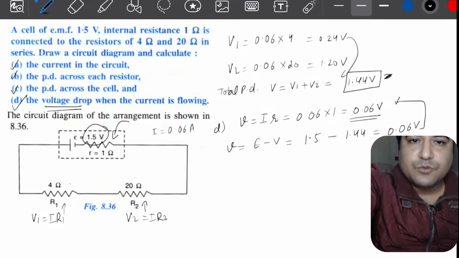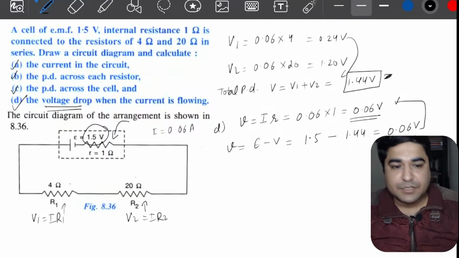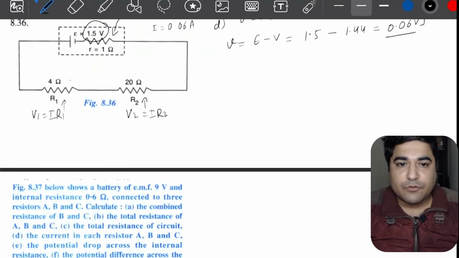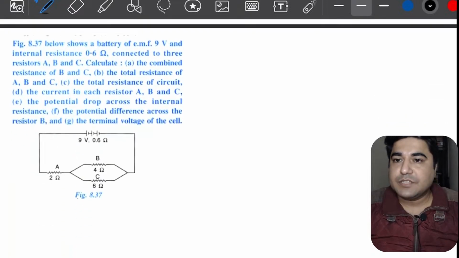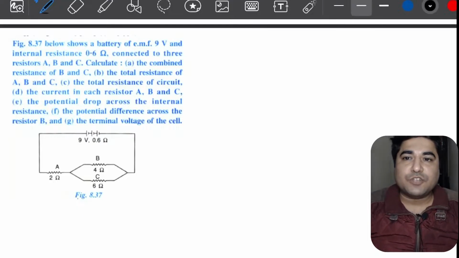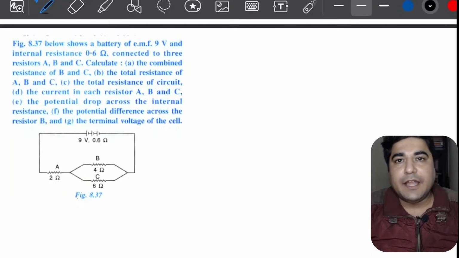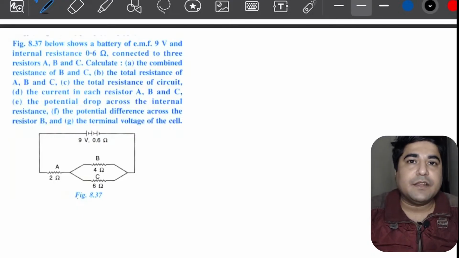So my dear students, till now we have understood a few concepts and a few questions. I have also given a question for your homework, so you can just take a screenshot of this and practice on your own. And I am assuming that all the concepts and questions related to EMF, terminal voltage, internal resistance and voltage drop have been taken care of.